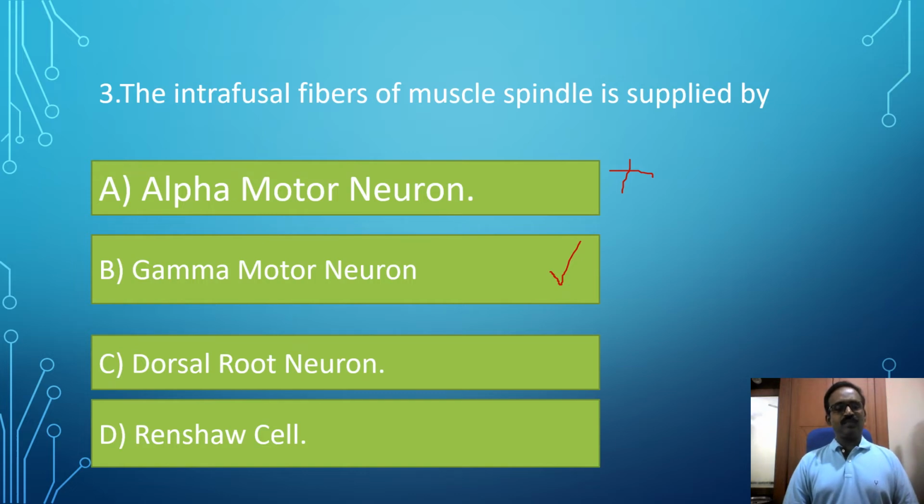Option C is the dorsal root neuron. Dorsal root neurons are the first order neuron for the sensory pathway. This is not the correct option. Already we know the answer. Renshaw cell is the feedback neuron. Inhibitory feedback neuron is the Renshaw cell neuron. This is the wrong answer. The correct answer is the gamma motor neuron.